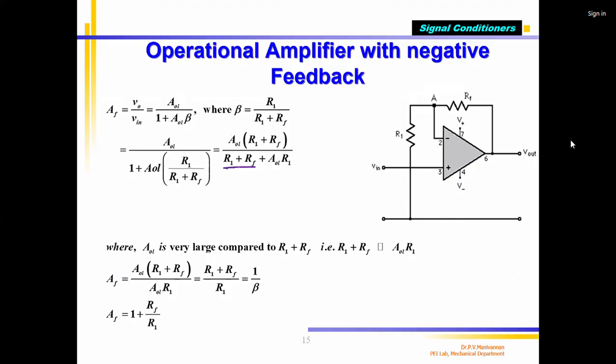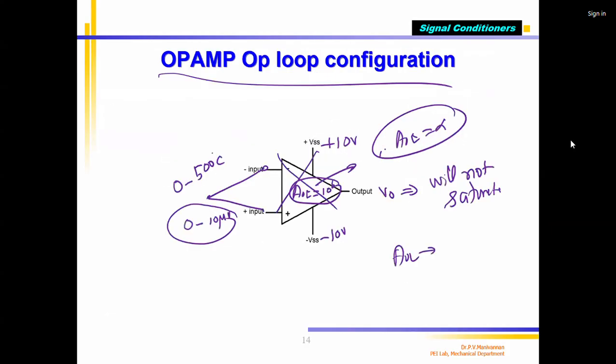For example, I say that this resistance value equals 1000 ohms. We are going to decide how much it should be later. This is, for example, 2000 ohms. I write this is 2000 ohms, and this is 1000 ohms. There's a reason for that, no doubt. Now I substitute AOL equal to 10 power 6 in this formula: 10 power 6 multiplied by R1, which is 1000 ohms, RF is 2000 ohms, divided by 1000 plus 2000, plus AOL equal to 10.